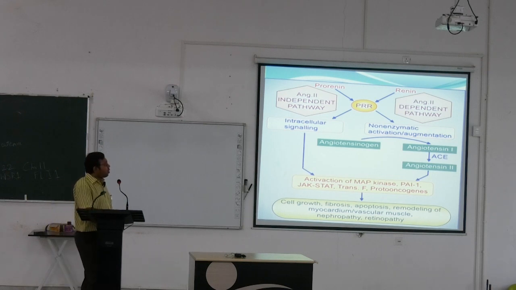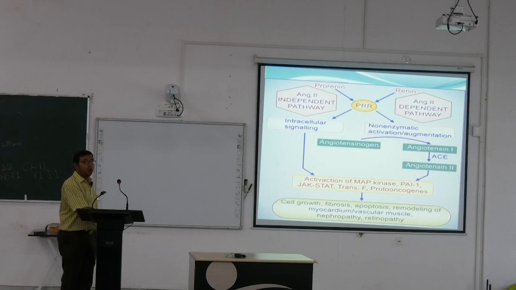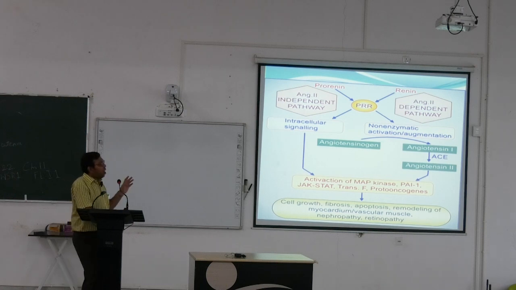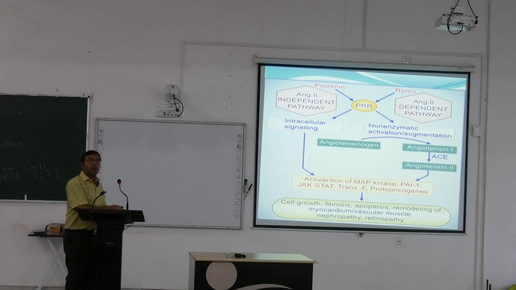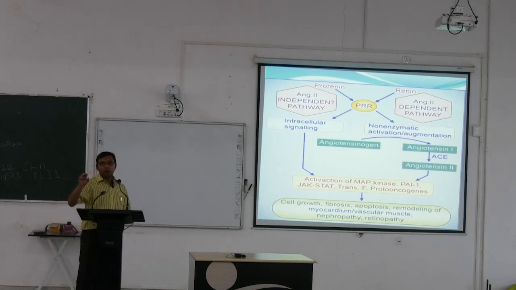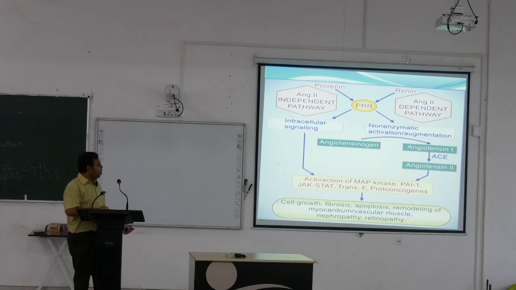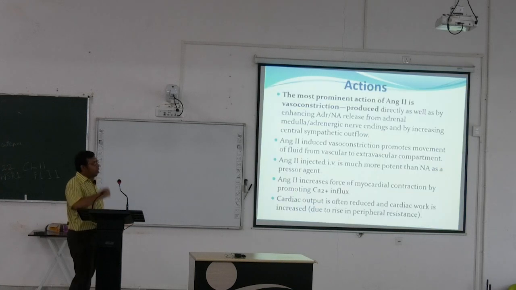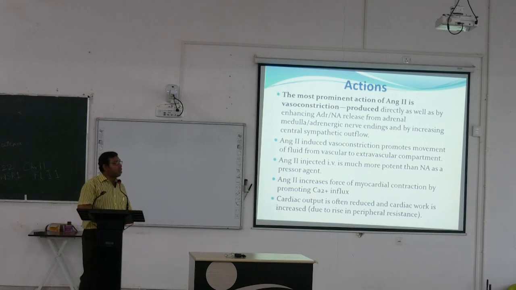Okay. So this is the pathway by means of renin and prorenin, through the angiotensin 2 dependent or angiotensin 2 independent pathway, acting on different cells, particularly on the heart muscles, causing hypertrophy, apoptosis, retinopathy, nephropathy, etc. So what are the actions of this system, particularly angiotensin 2?